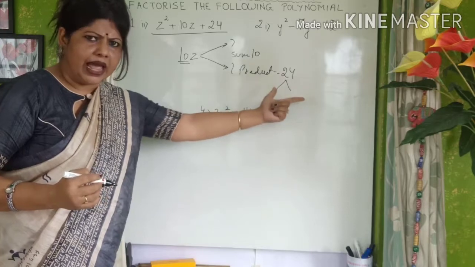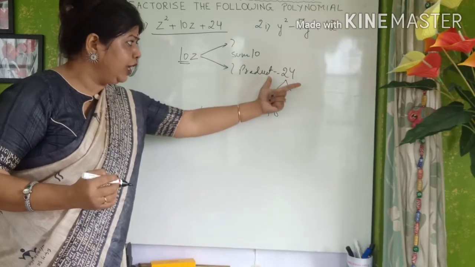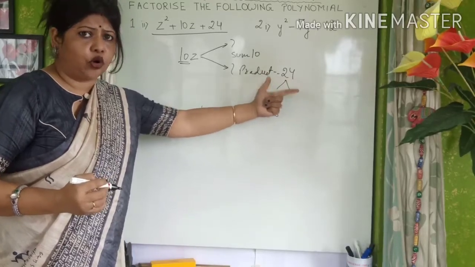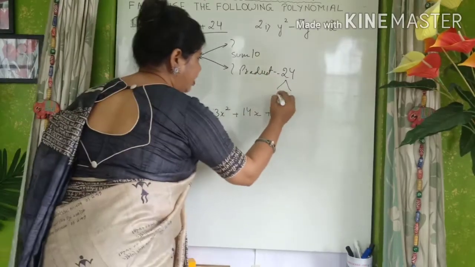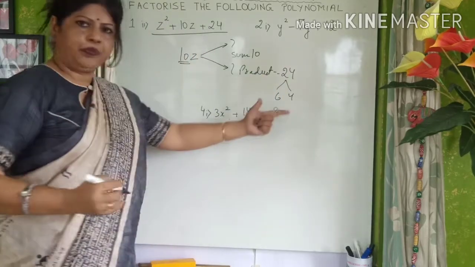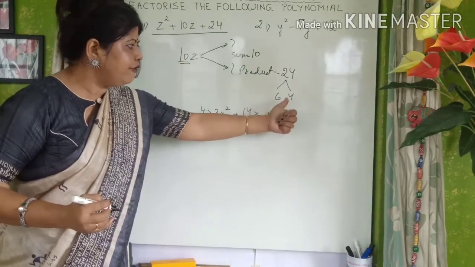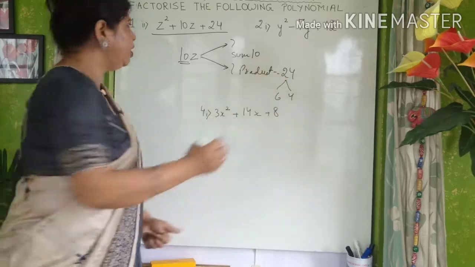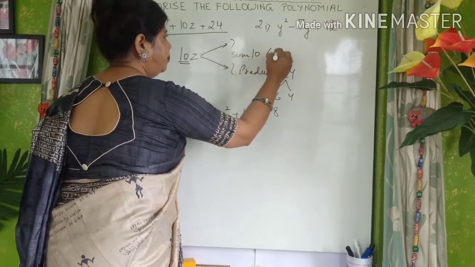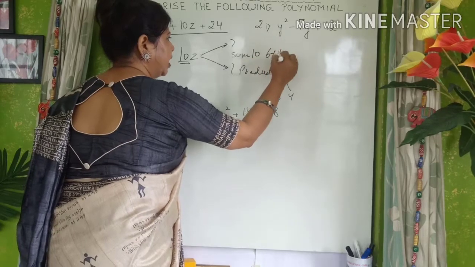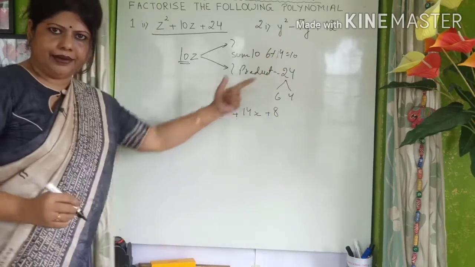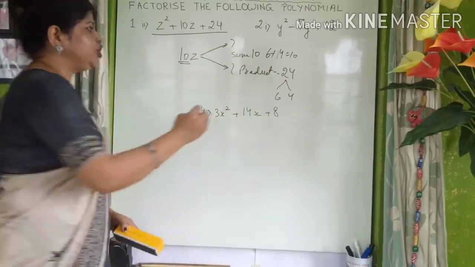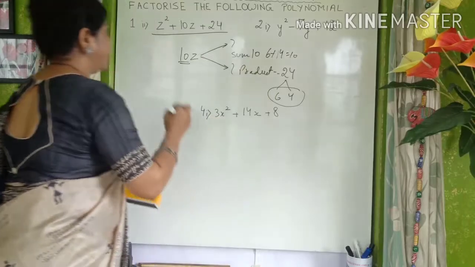So let us think which factors of 24 will give me back 10. You have 1 and 12. It will go by 3. It will also go by 4. That is 6 fours are 24 or 4 sixes are 24. So if I take 6 and 4, try to understand, 6 into 4 will give me 24 and 6 plus 4 will give me 10. Followed? So which 2 factors of 24 shall I use? I will use 6 and 4.